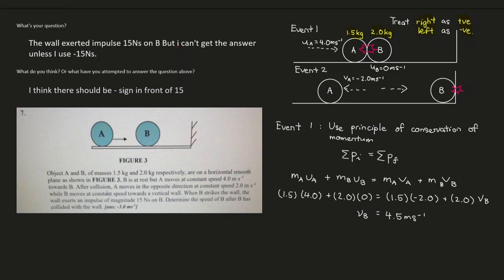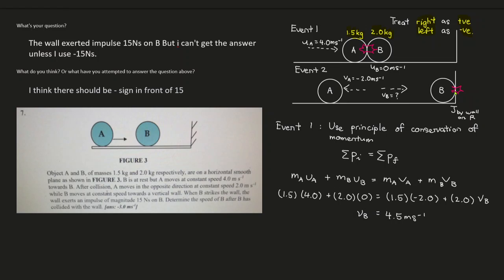While B moves at a constant speed towards a wall. They didn't tell you what the constant speed is, but they just tell you it's a constant speed. When B strikes the wall, so this is event number 2 already, the wall exerts an impulse of magnitude 15 newton seconds on B. Okay, so there will be an impulse by the wall on B here.